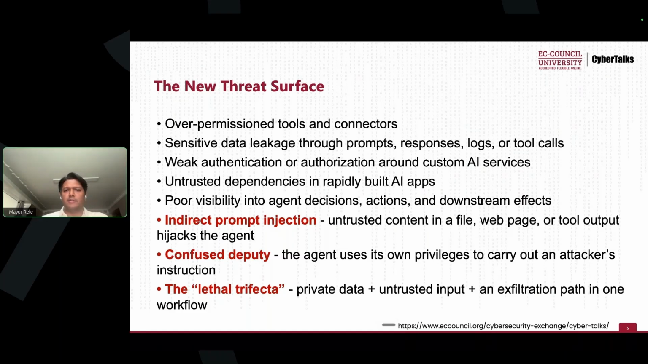Plus the confused deputy, where the agent uses its own privileges, because agents can have more privileges to carry out jobs. It depends on how the agent is connected. There are a lot of connectors and plugins available in Claude, ChatGPT, and Cursor that you can connect to, and based on that, the agent can have full privileges to make its own decision. And then the lethal trifecta: private data, untrusted input, and then exfiltration, if one of the workflows is doing that. We'll see an example of how this can be done.